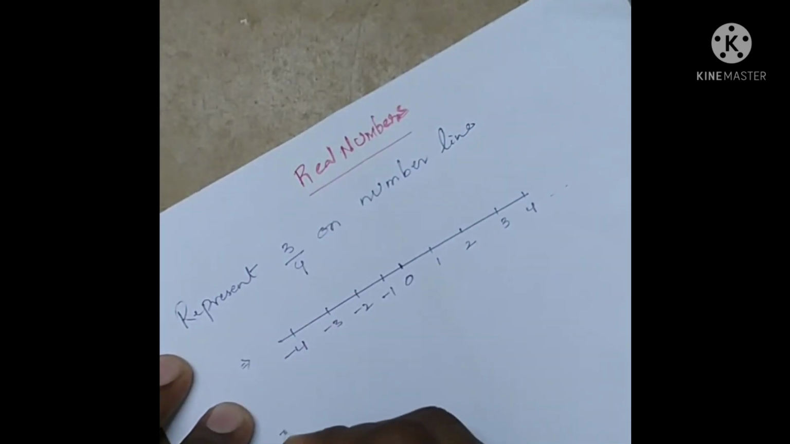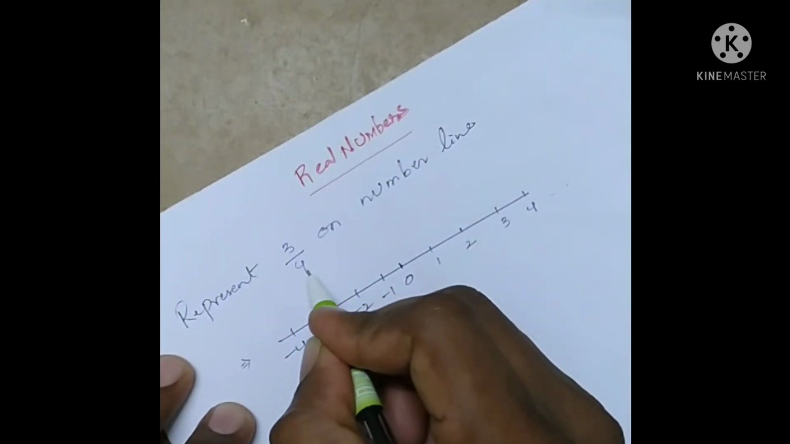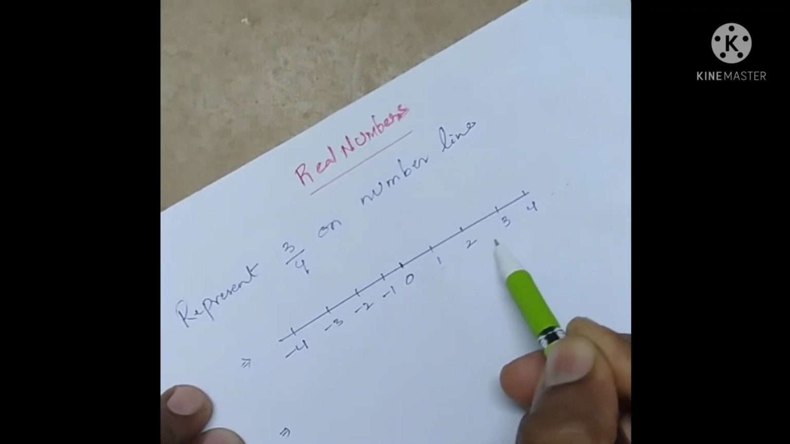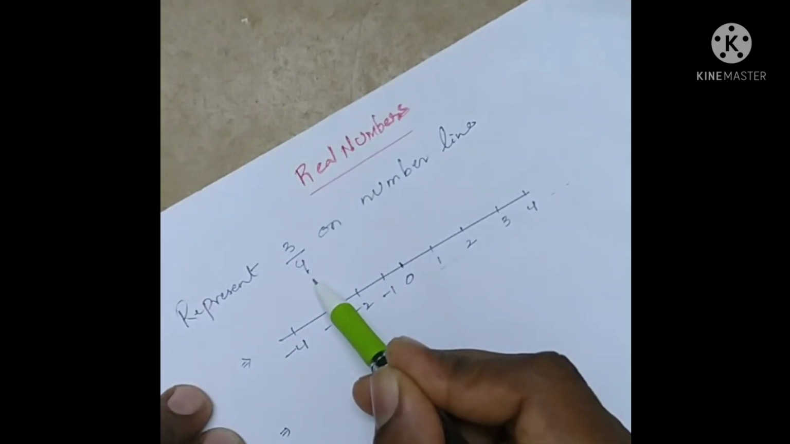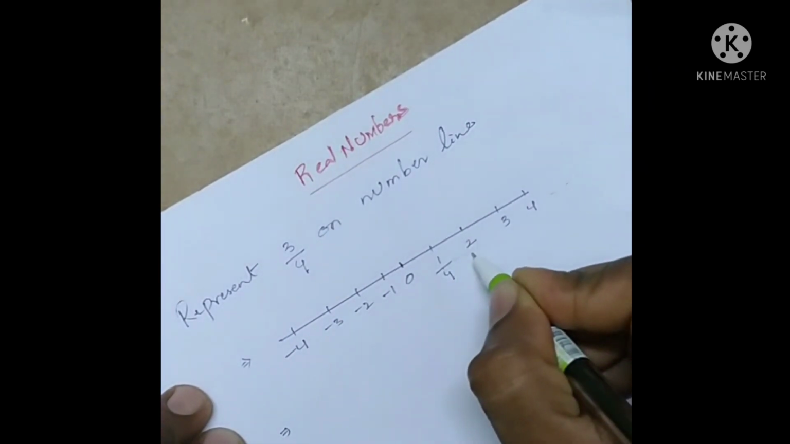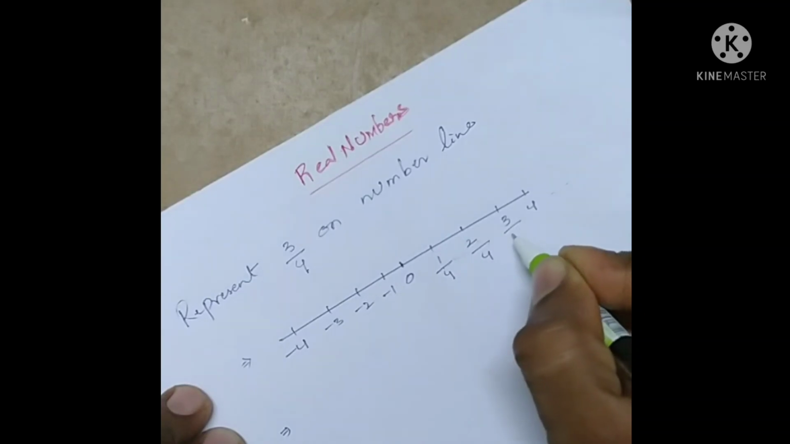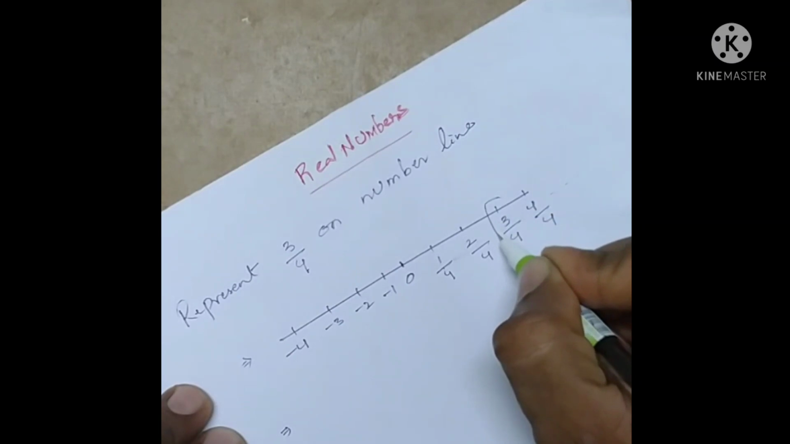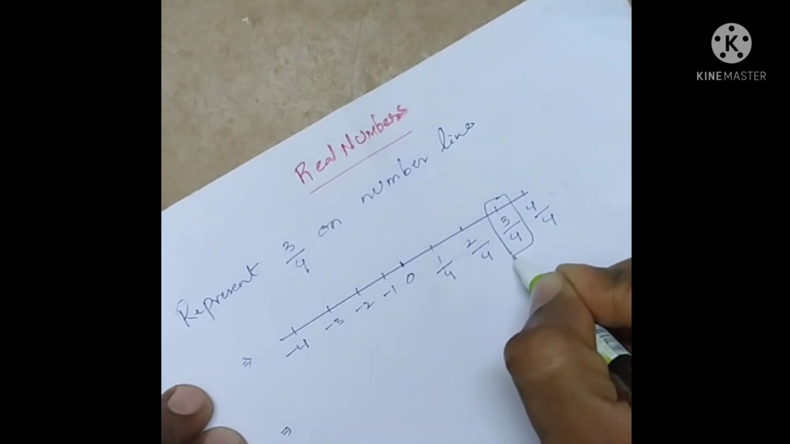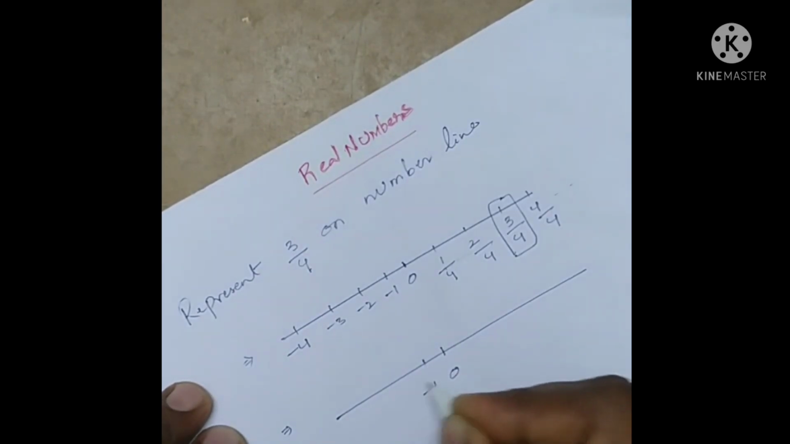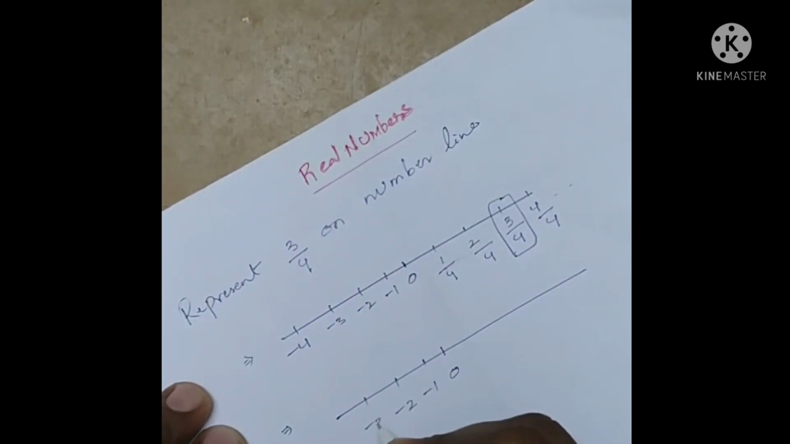So for 3 by 4, here the denominator is 4. So we divide each positive integer interval with denominator 4. So here 1 by 4, 2 by 4, 3 by 4 and 4 by 4. So this is our required rational number, right? So here let's modify the number line: 0, minus 1, minus 2 and minus 3.